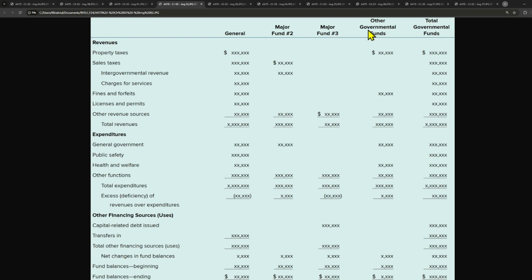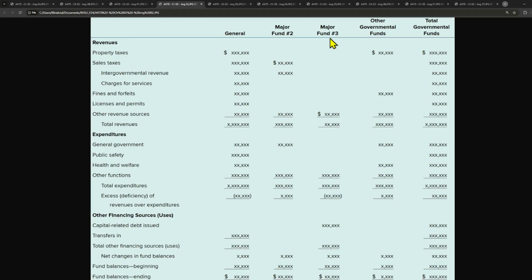What are some of the other funds? Special revenue fund. That's when you get contributions or some sort of revenue, a tax collected by and specified by law for a certain purpose. You wouldn't put that in the general fund. You'd segregate it out and track it in a special revenue fund.